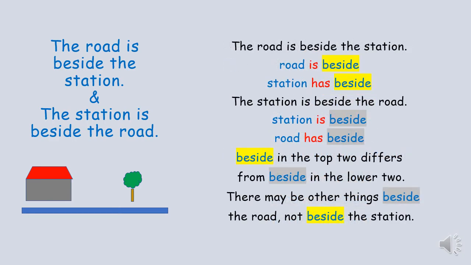Let's pause for a moment to have another look at these two sentences. The road is beside the station, as we've seen, breaks down into road is beside, station has beside, and the station is beside the road breaks down into station is beside, road has beside. Note that beside in the top two differs from beside in the lower two. This is because there may be other things beside the road which are not beside the station.